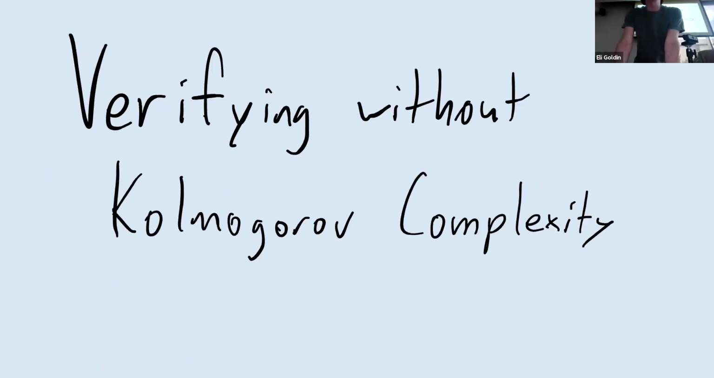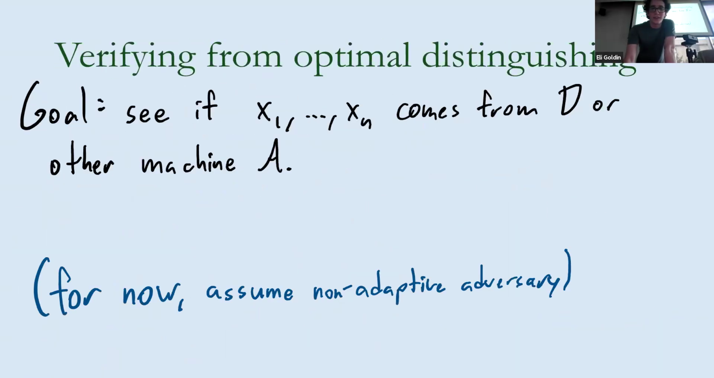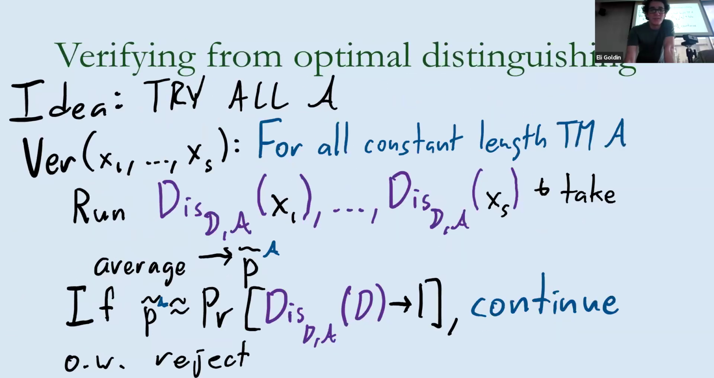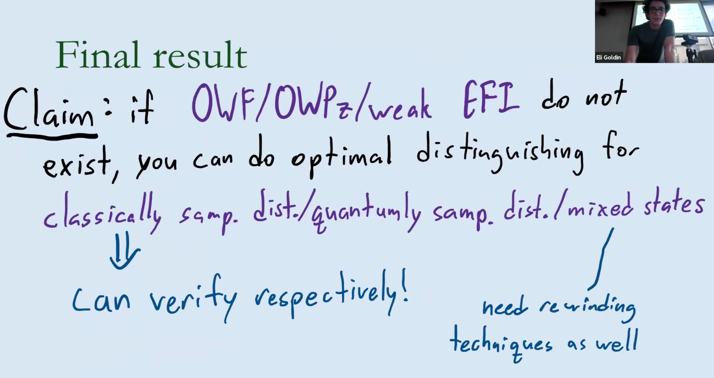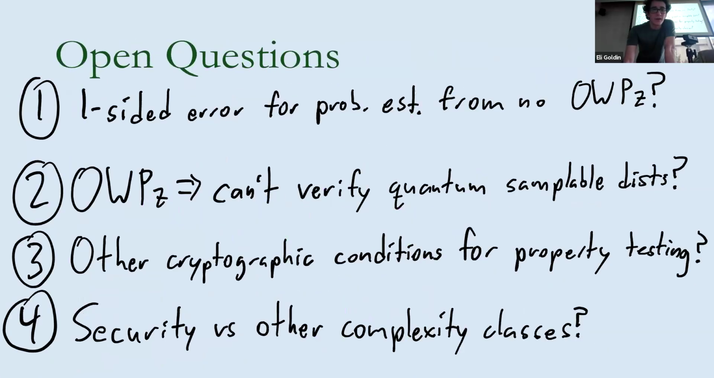So there's a lot more work that goes into showing the same results for the quantum samplable, the full verification result for the quantum samplable setting and for the quantum state setting, but I'm going to skip over all of this. And go right to the open questions.